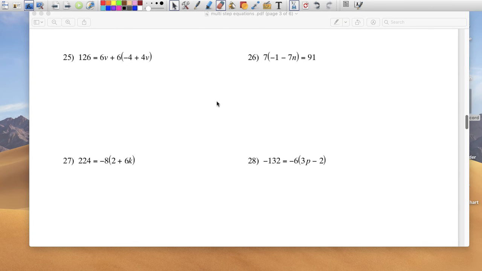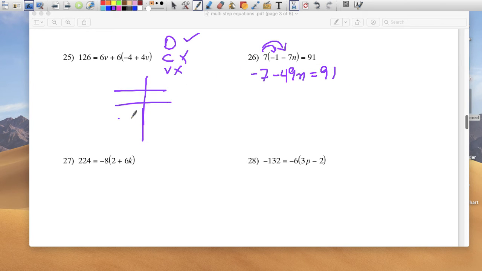26 and 27. All right, so now we have finally something which is distributive property. So distributive property, yes, let's take care of it. Negative 7 times 7 gives negative 49n equals 90. Distributive property check. Combine like terms. Nope. Is there a variable on each side of the equation? Nope. So I don't have to do that. I can go to starting to do this.